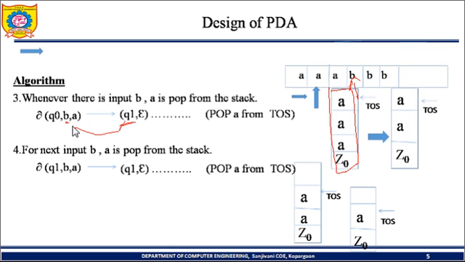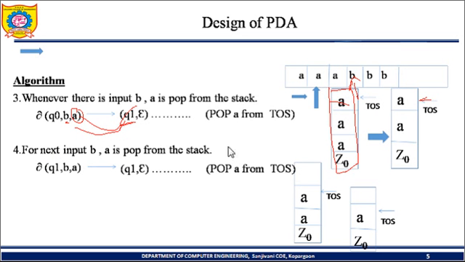From Q0 to Q1, we are going to replace the topmost symbol A with epsilon. So here one A is deleted. Now inside the stack two A's are there and Z0 is there, where the top of the stack previously was pointing to the third A, now it is pointing to the second A, because the top of the stack is decremented by 1.